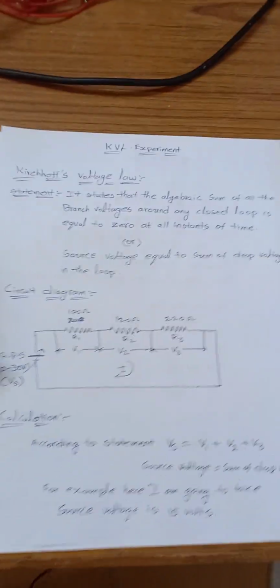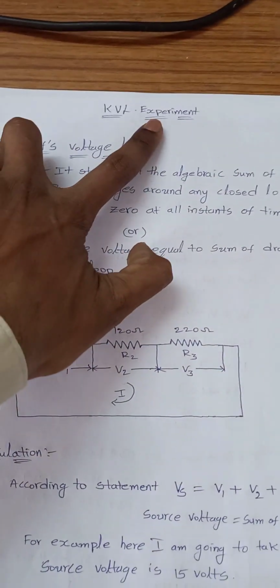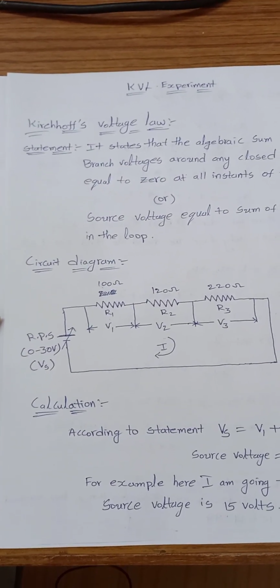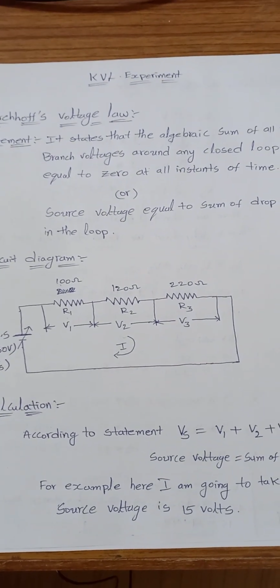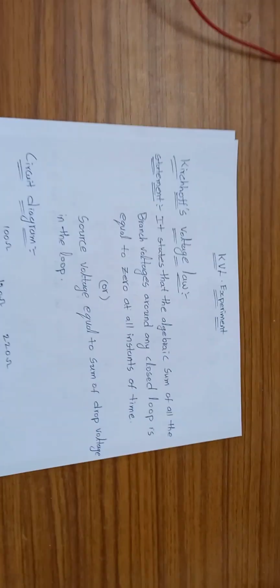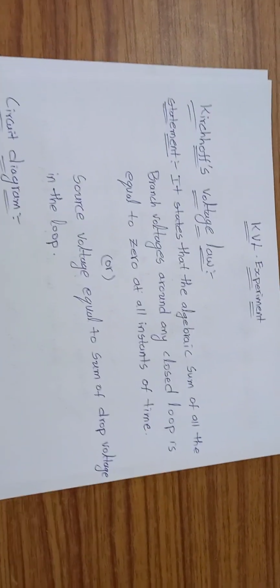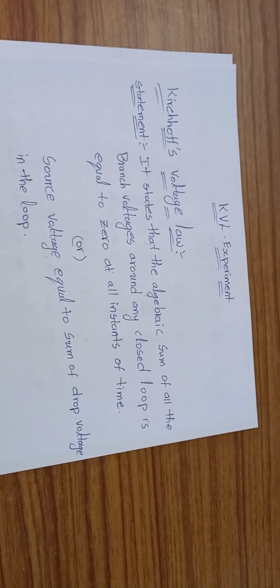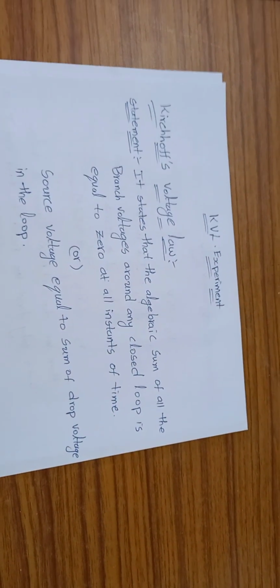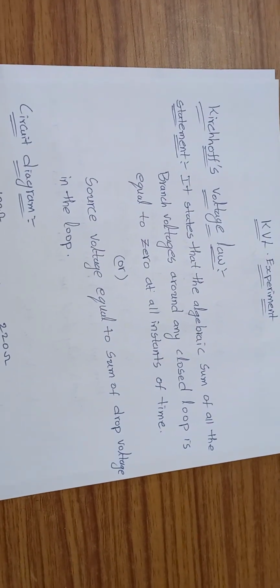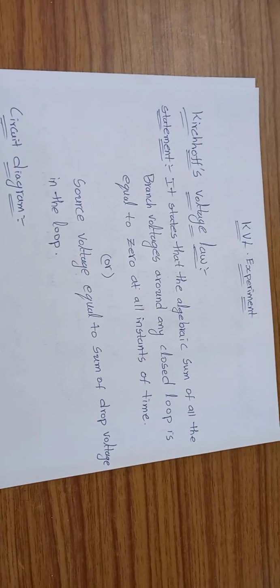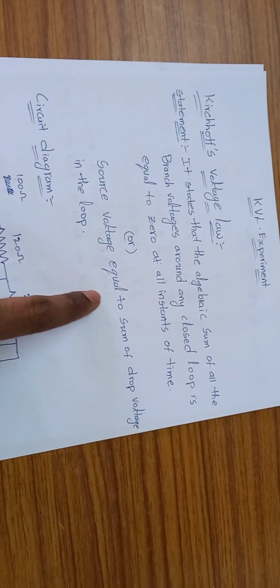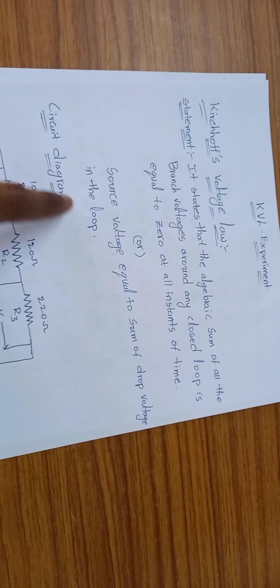You remember the KVL experiment. So first, the Kirchhoff voltage law statement. It states that the algebraic sum of all the branch voltages around any closed loop is equal to 0 at all instants of time, or otherwise, source voltage equals the sum of drop voltages in the loop.